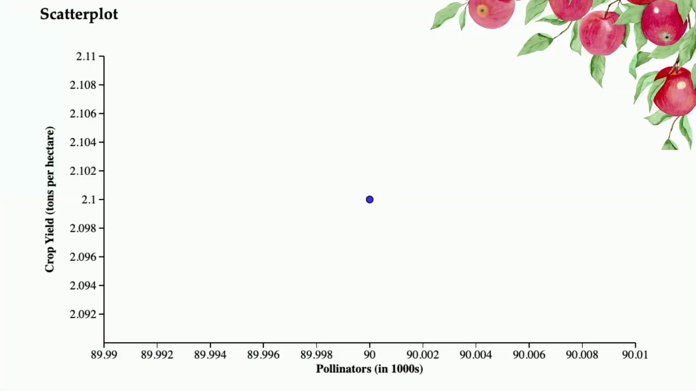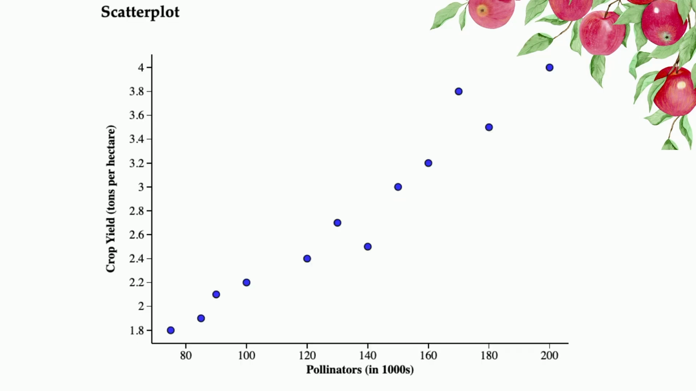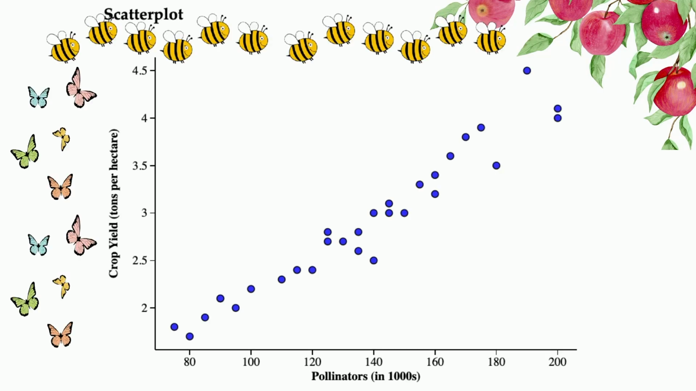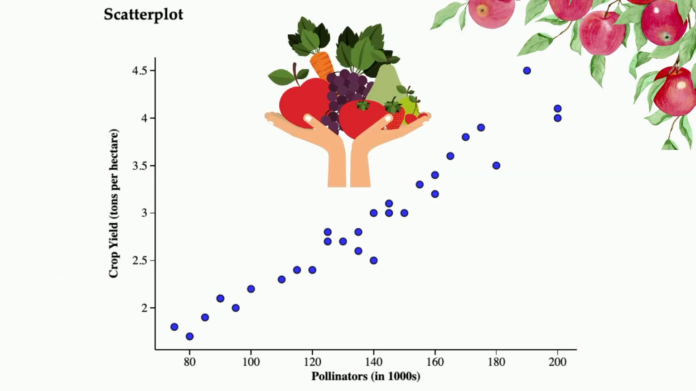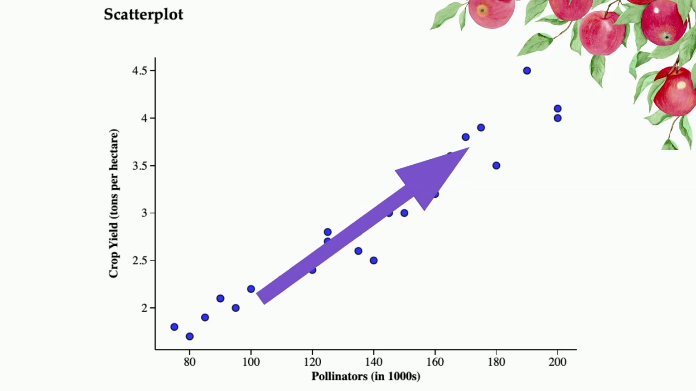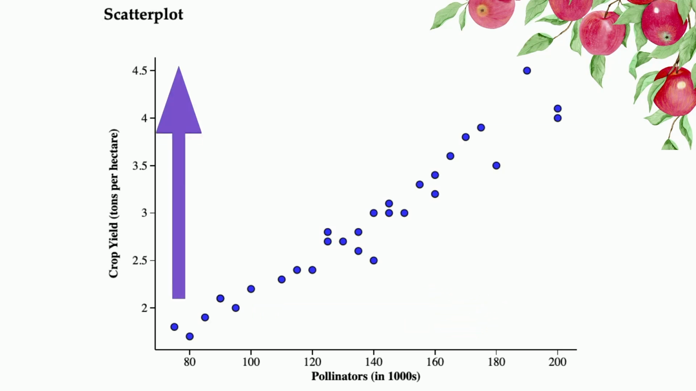Let's start with scatterplots. Scatterplots are a fantastic way to visualize the relationship between two variables. Here we are looking at how the number of pollinators like bees and butterflies corresponds with crop yields, essentially how much food our fields produce. Notice how the points tend to move upward from left to right? That suggests a positive relationship. As the number of pollinators increases, so do crop yields.